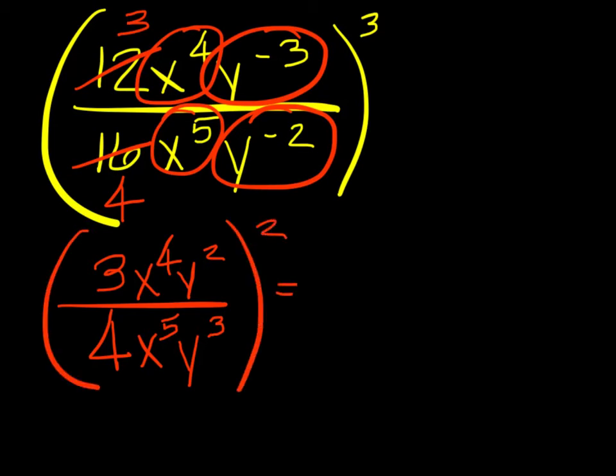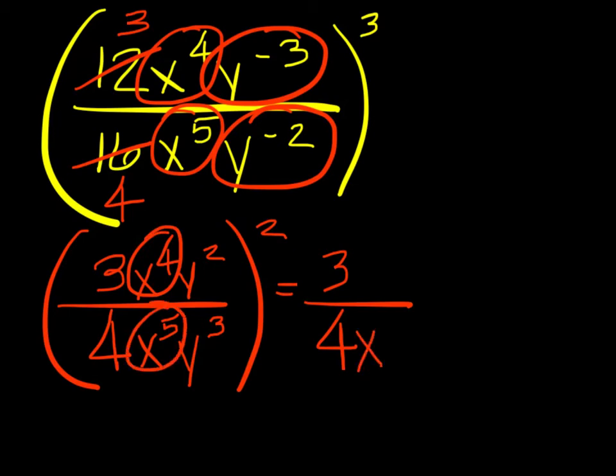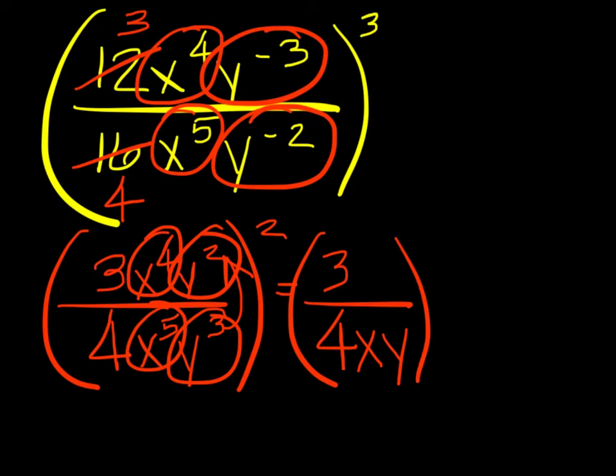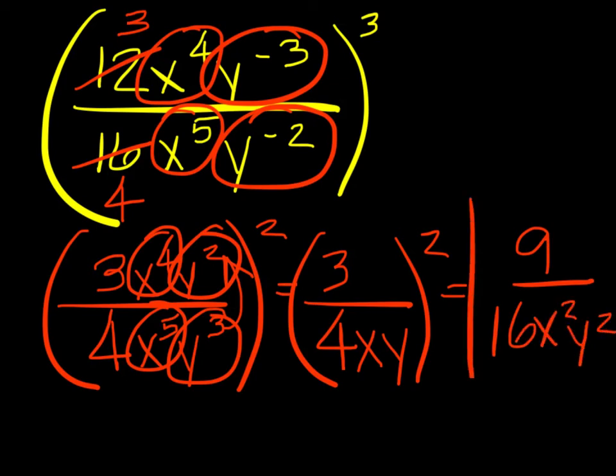Now simplify wherever you can. The 3 over 4 can't be simplified, but this x to the 4th over x to the 5th, your largest power is on the bottom. And then it goes 5 minus 4 to get 1. Same thing for the y's. The largest one is on the bottom, and it's 3 minus 2. But don't forget you have to square. When you square everything, you get 9 on the top, 16 x squared, y squared on the bottom.